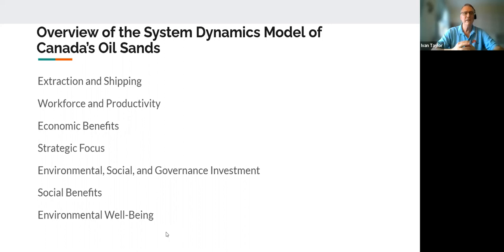And then we looked at something called strategic focus, which was where the value chain comes in. The strategic focus determines whether this industry will focus on investment in capital and R&D for production, or whether they will invest in environmental, social, and governance. So the strategic focus allows you to modify the direction that the industry is going. And when we talk about the investment in environmental, social, and governance, we also have models of social benefits and environmental benefits that come from those investments.